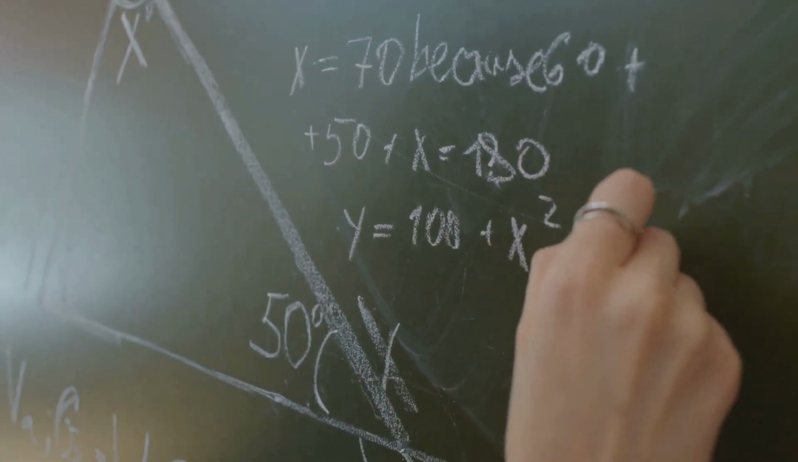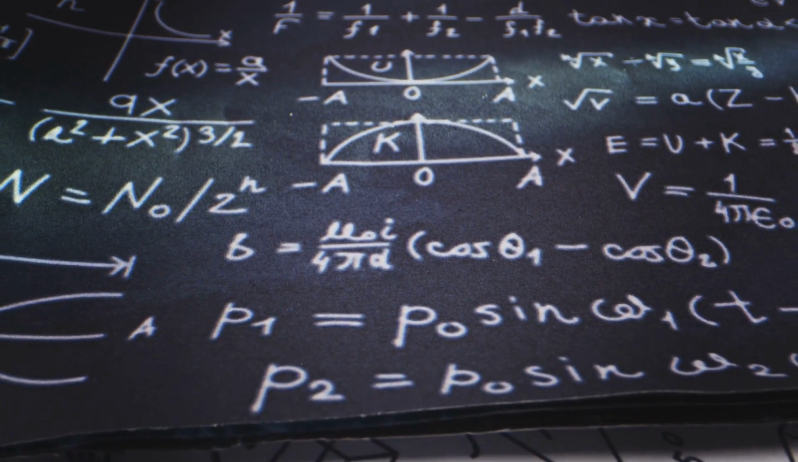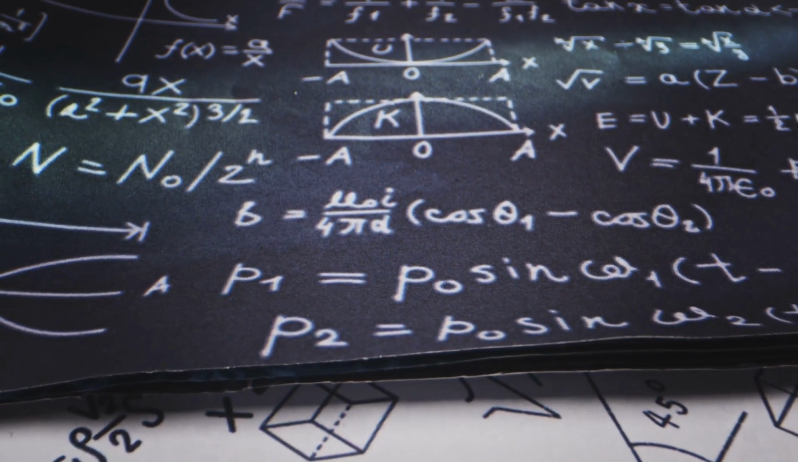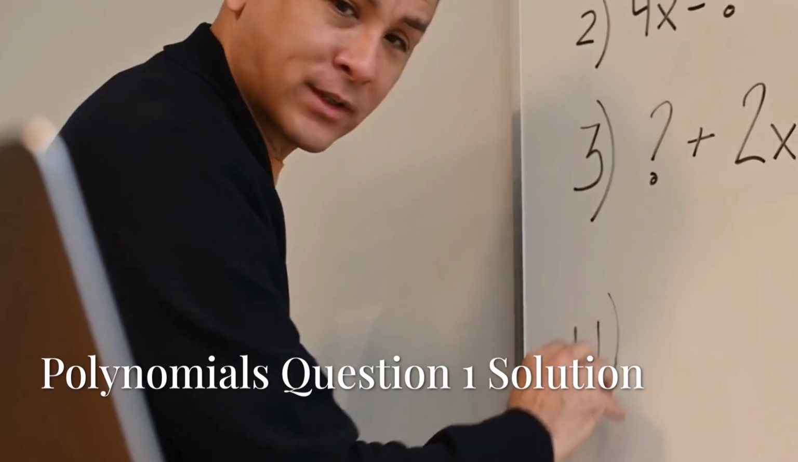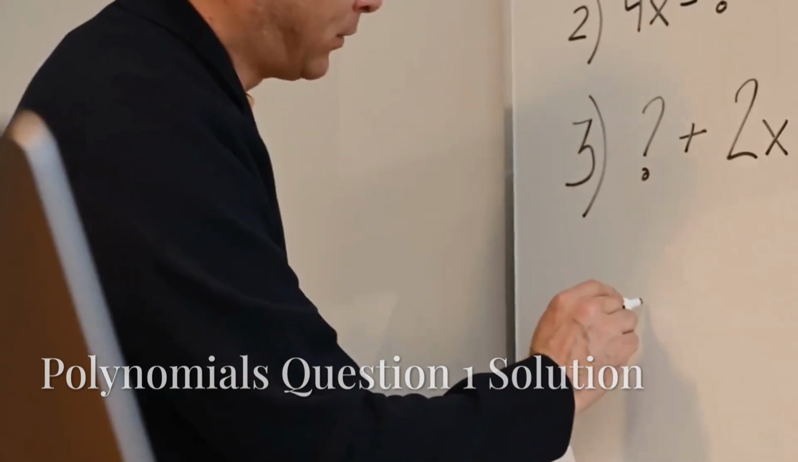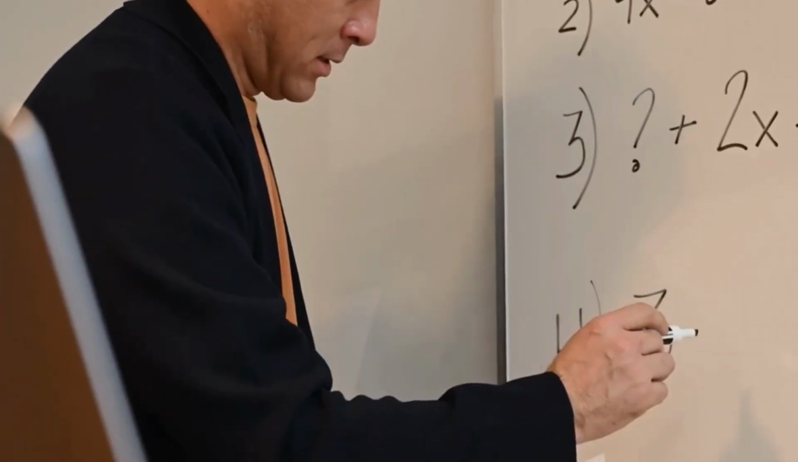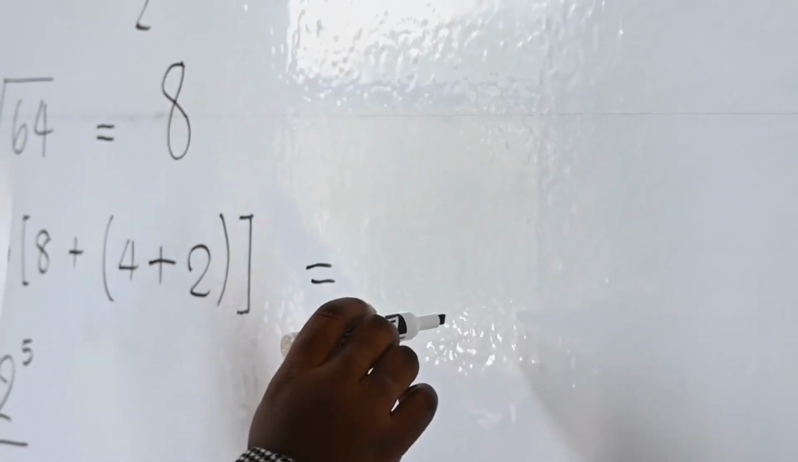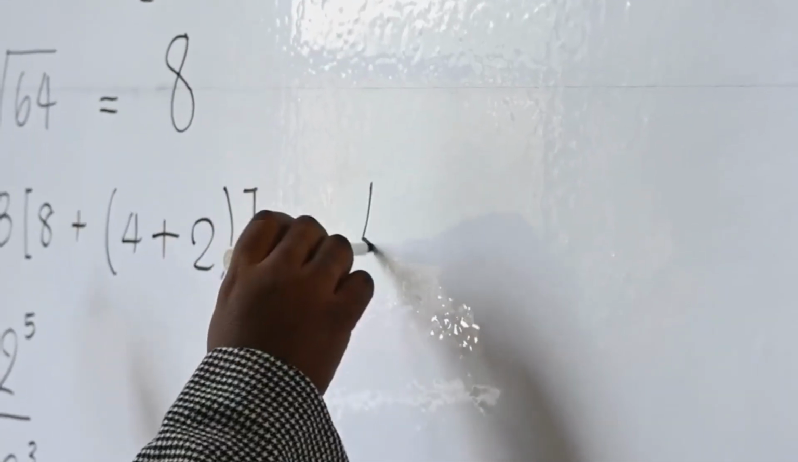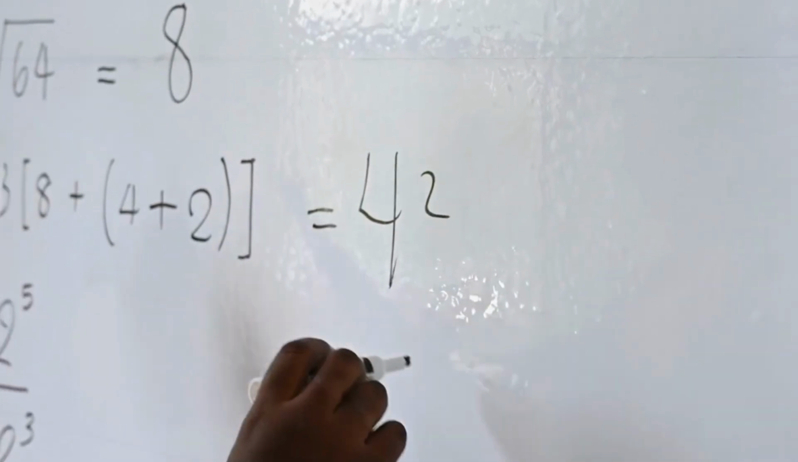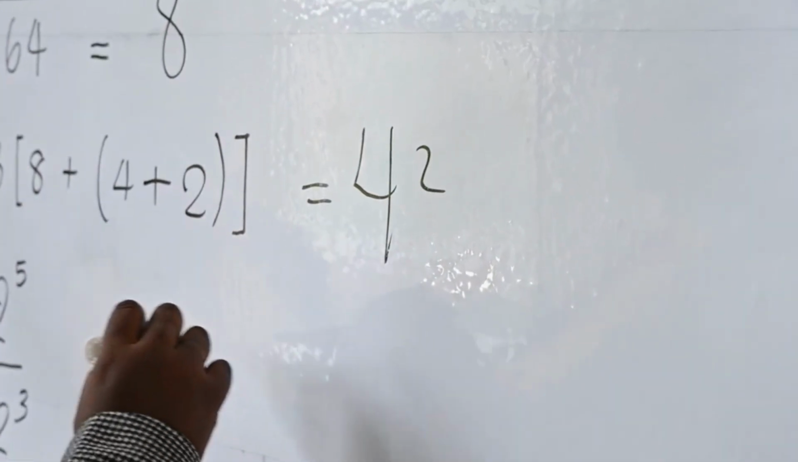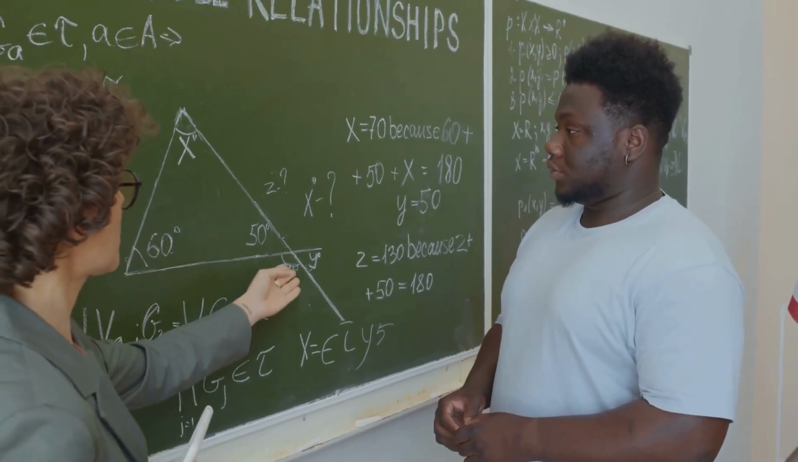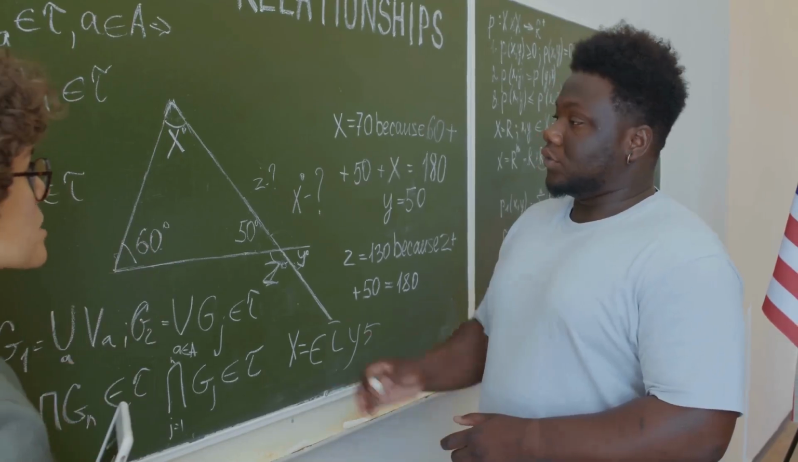Question 1. Solve the polynomial equation 2x cubed minus 3x squared plus 4x minus 5 equals 0. To solve it, we can use numerical methods or graphing techniques, as finding the roots analytically can be quite complex. One approach is to use the rational root theorem to test possible rational roots.